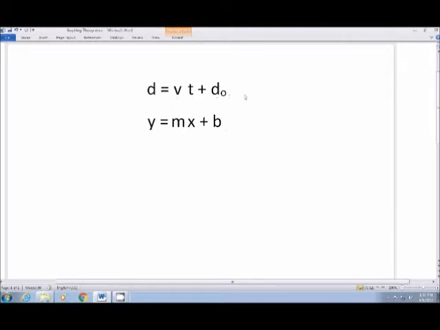Now, when a theory is linear, that means it predicts three things. It predicts that if you plot your variables from the theory on the x and y axes of your graph, that you'll get a straight line graph, that the slope of the graph will be equal to the value predicted by the theory, v in our case, and that the y-intercept will also be equal to the value predicted by the theory, d0 in our case.